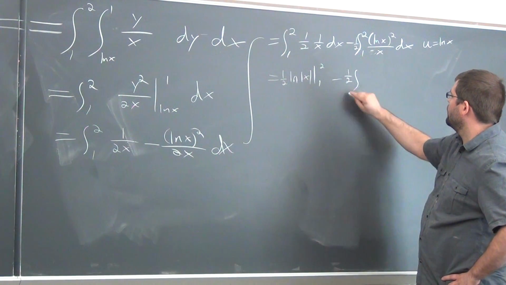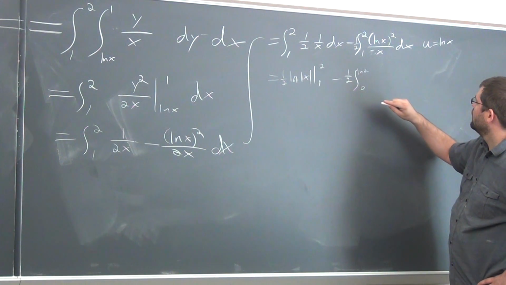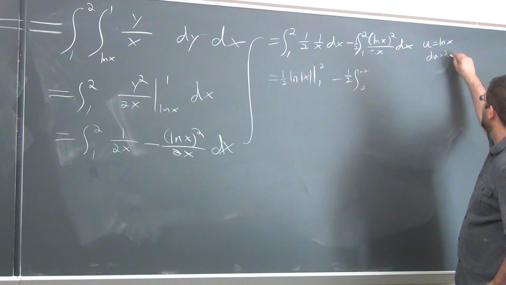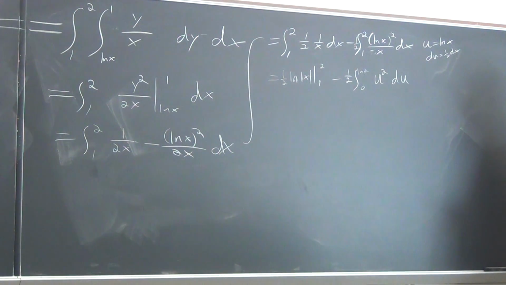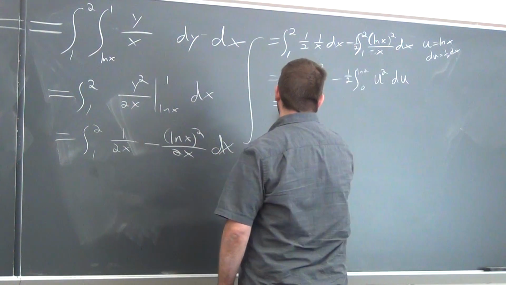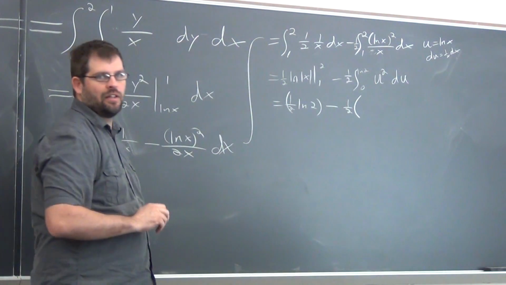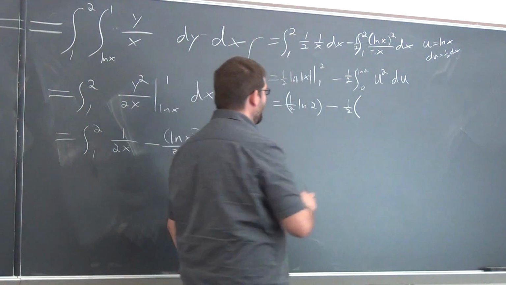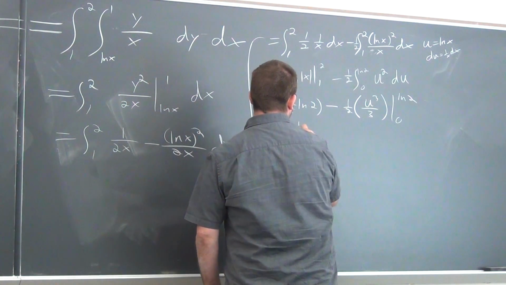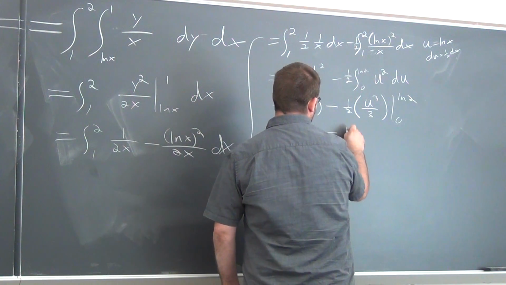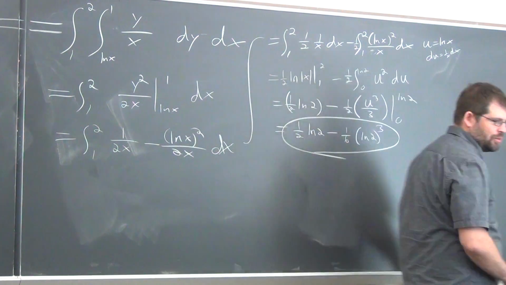So I'll leave the 1/2. What do the bounds get shifted to then? 0 to log 2, good. And then du is 1 over x dx, so this just becomes u squared du, okay? And so we get 1/2 log of 2 here minus 1/2, and then when we integrate that, we get u cubed over 3, from 0 to log of 2, so we should end up with 1/2 log of 2 minus 1/6 log of 2 cubed, okay?